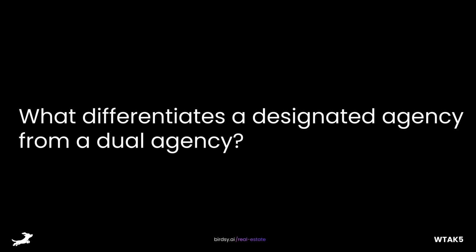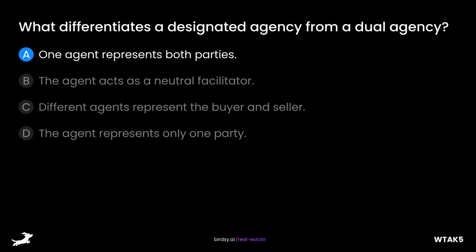What differentiates a designated agency from a dual agency? Is it A. One agent represents both parties, B. The agent acts as a neutral facilitator, C. Different agents represent the buyer and seller, or D. The agent represents only one party? The answer is C. Different agents represent the buyer and seller.